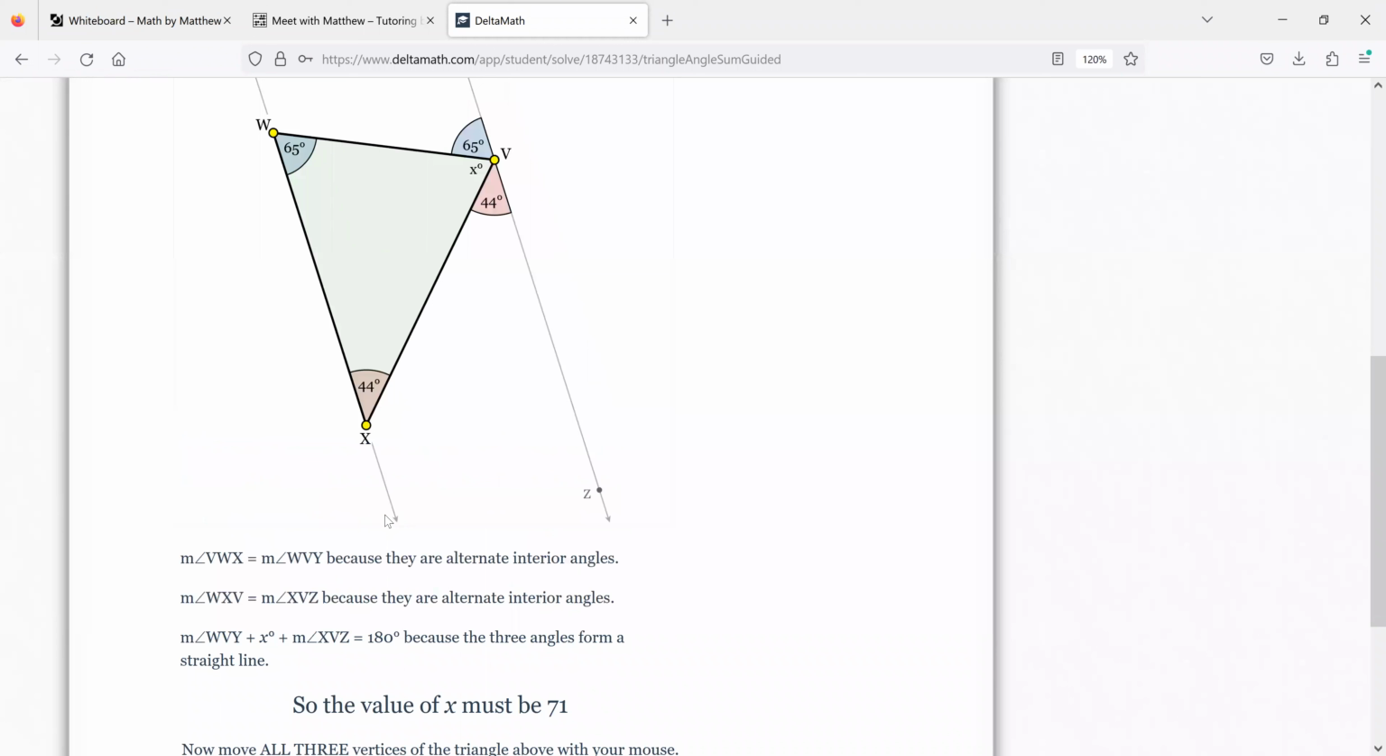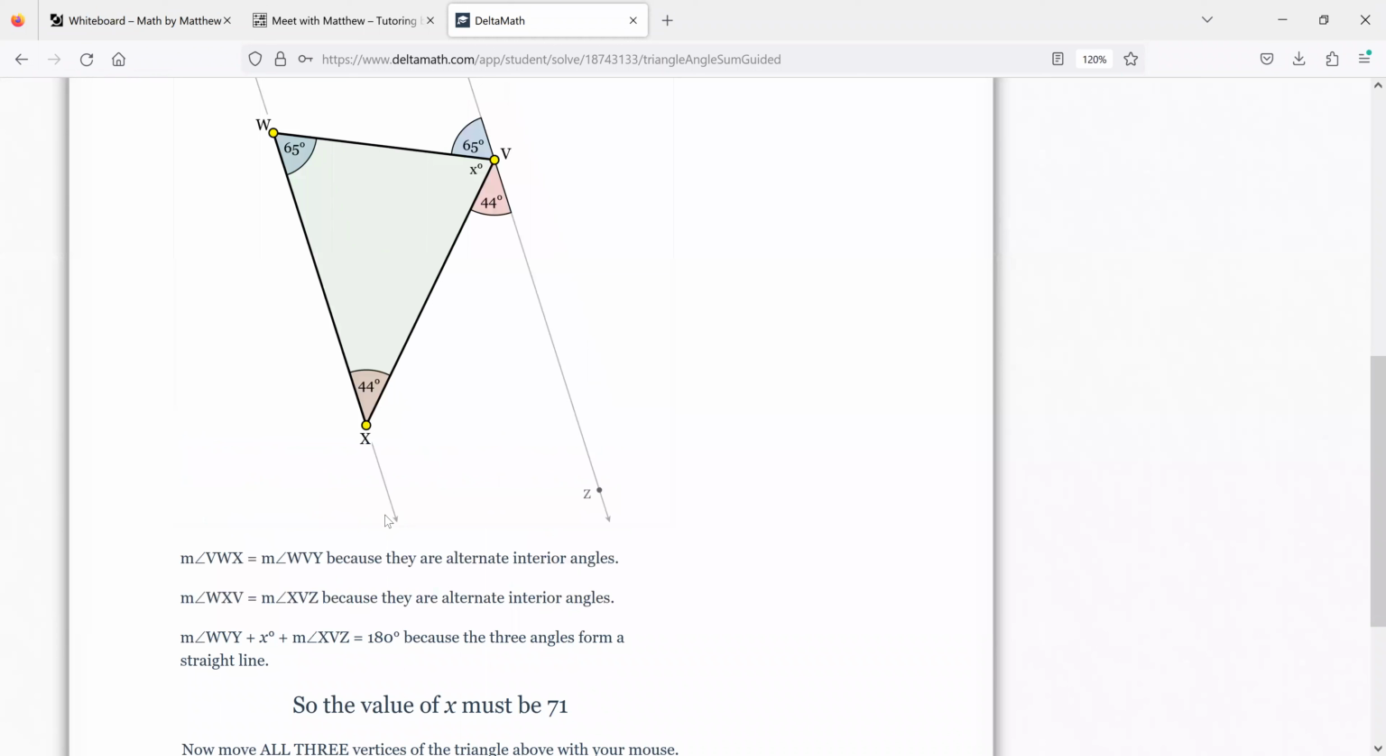These three angles here, 65 plus X plus 44, add up to 180 because they form a straight line. So the value of X must be 180 minus 65 minus 44. I got 71 for that.